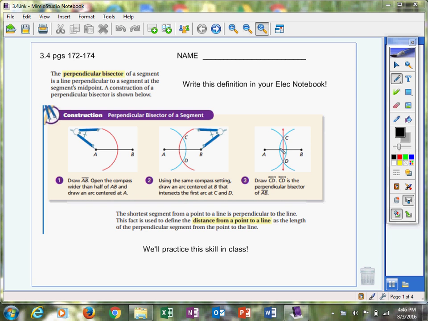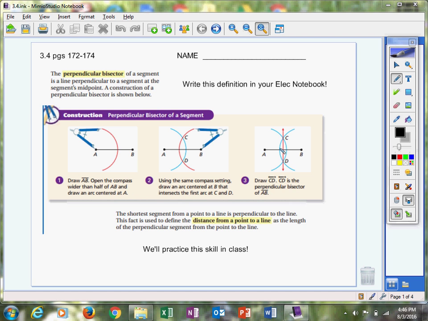It's really simple. I think you could follow the directions pretty simply if you wanted to try this at home on your own paper. But we're going to practice doing perpendicular bisectors. We will do that in class, so don't worry if you don't have your stuff with you. We will do this tomorrow or our next class day, whenever that is.